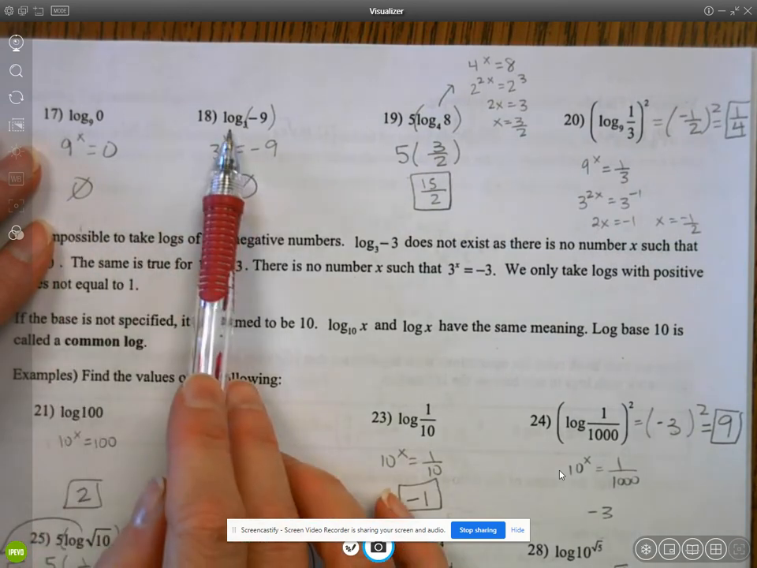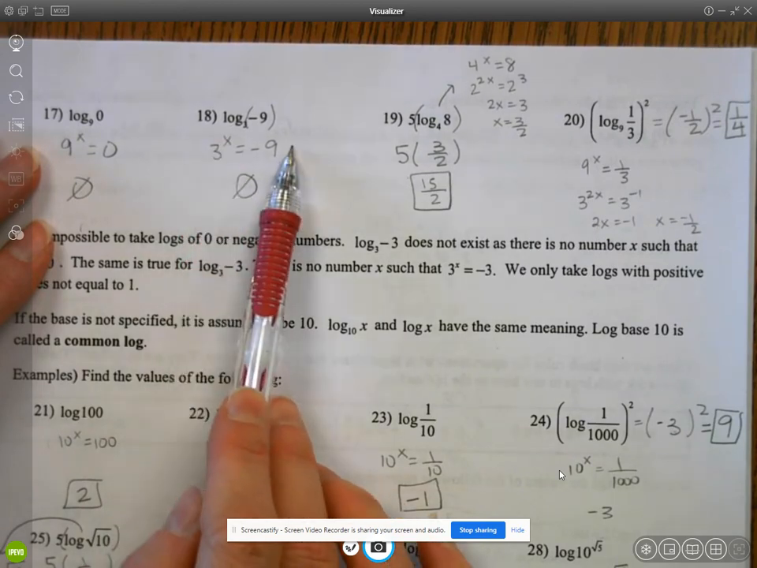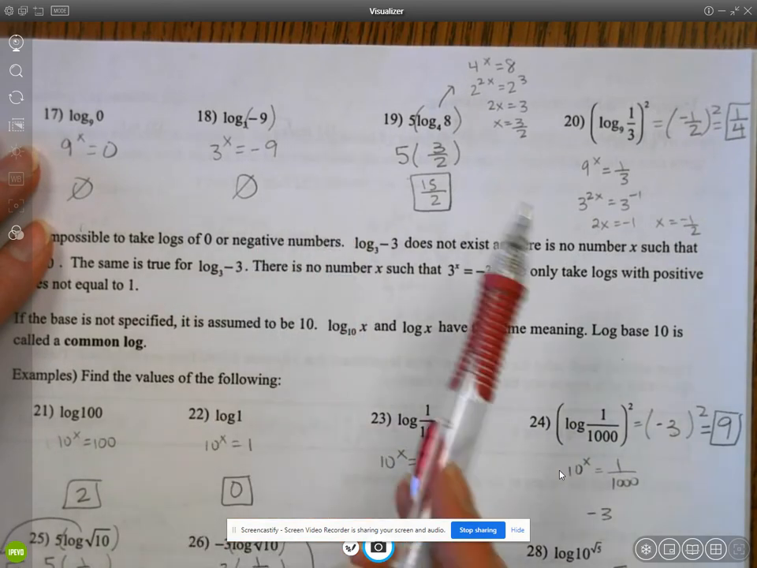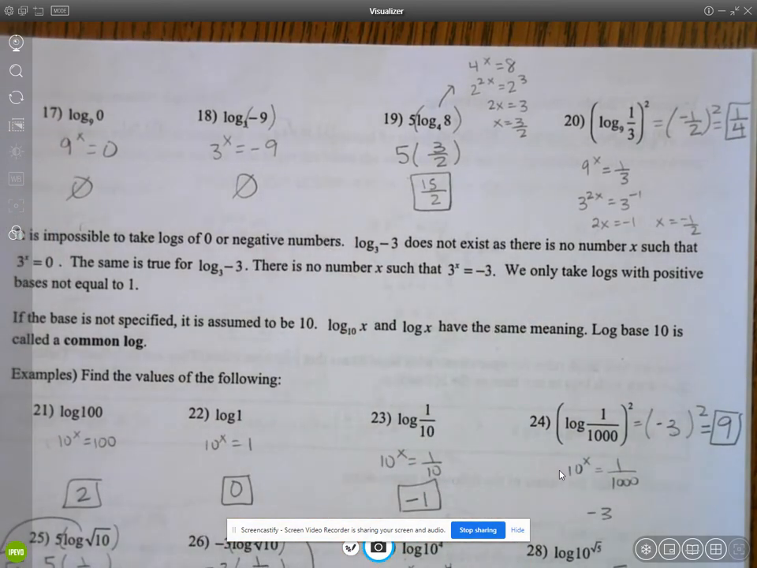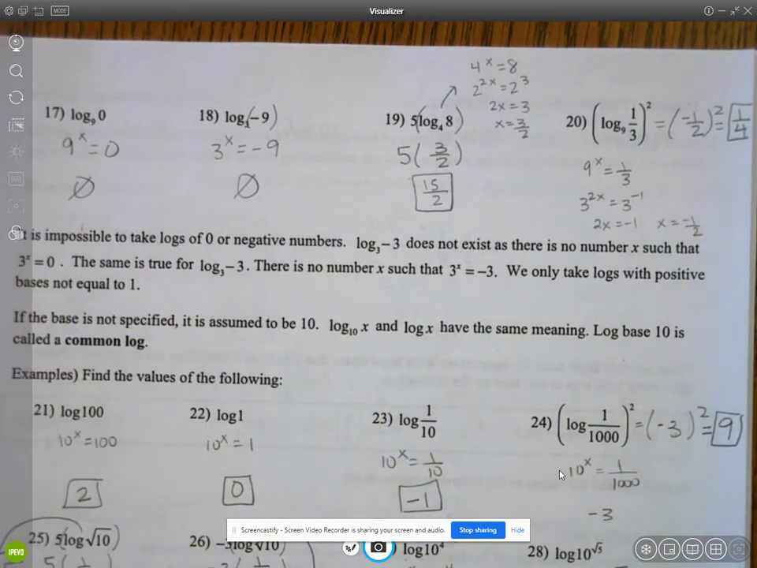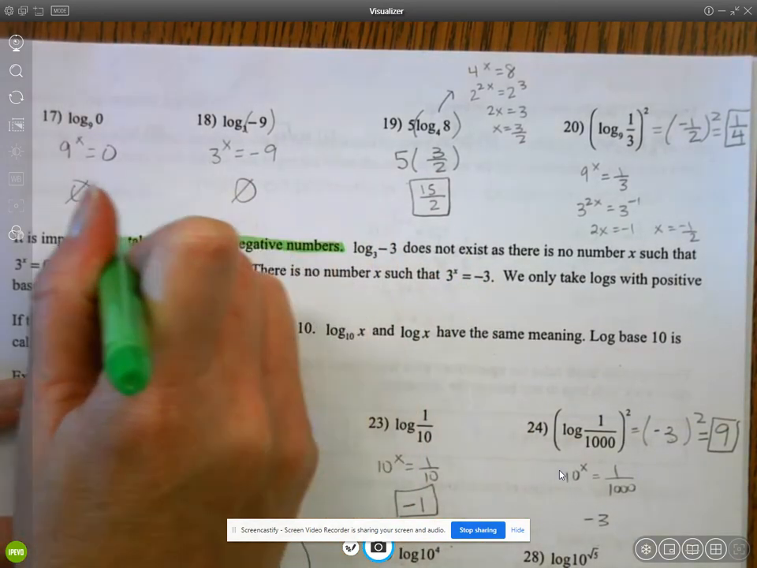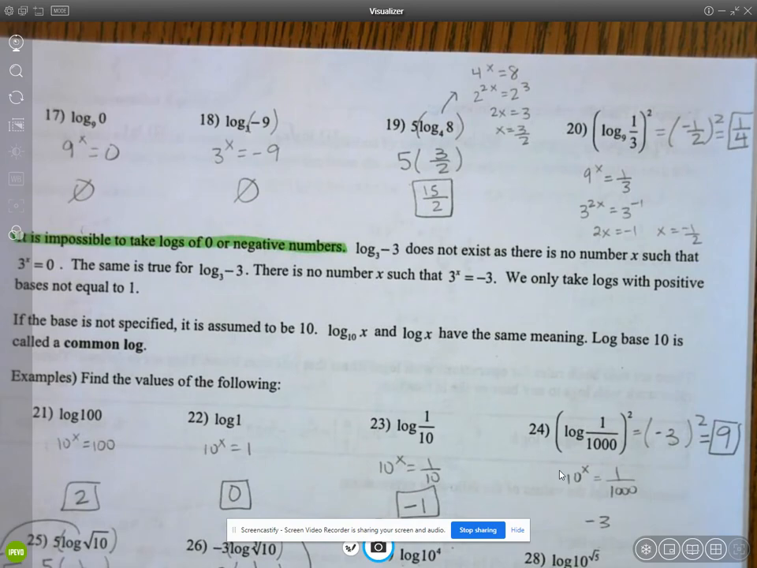The same thing with 18. You're trying to say 3 raised to a power, positive 3 raised to a power, is going to give you negative 9, and that doesn't happen. But again, the domain of a log is positive numbers. I cannot take the log of a 0, and I cannot take the log of a negative. So that's always going to be no solution, or it does not exist, however you want to say it.